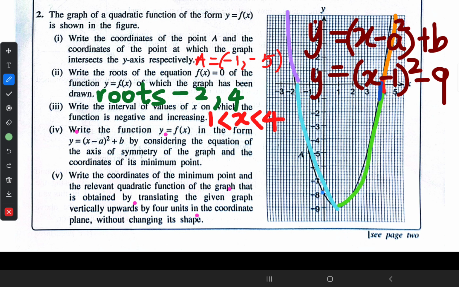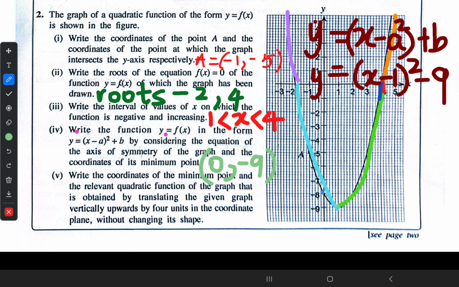Write down the coordinate of the minimum point and its relevant quadratic function of the graph that is obtained by translating the given graph vertically upward 4 units in the coordinate plane without changing its shape. First of all we have to write the coordinates of the minimum point. Here you can see this is the minimum point. So its coordinate is 0, negative 9.